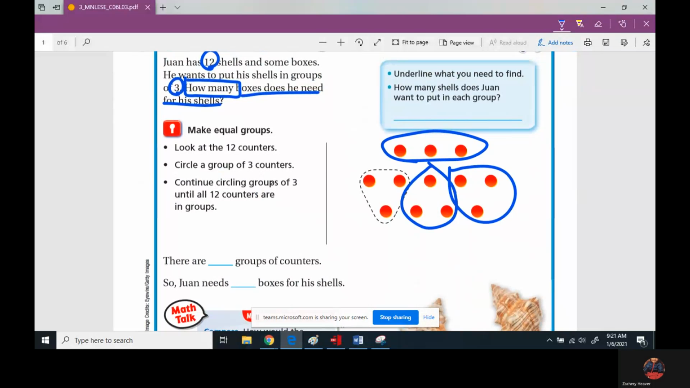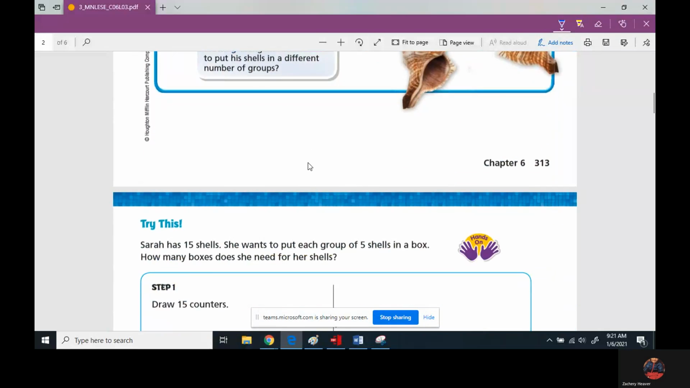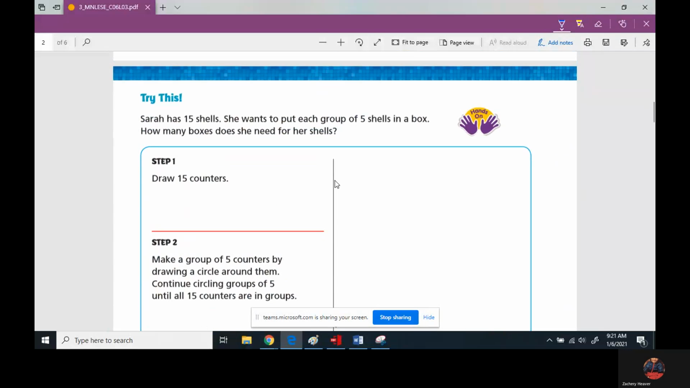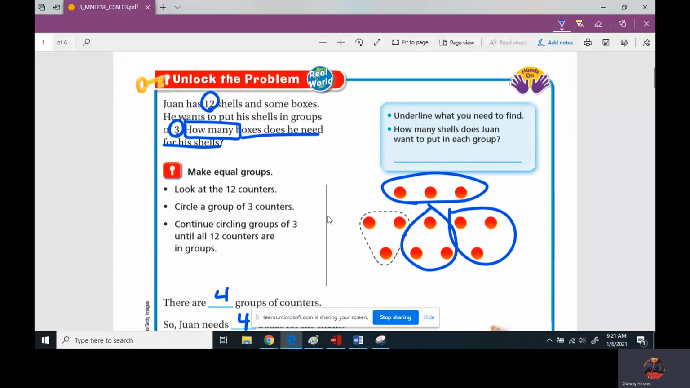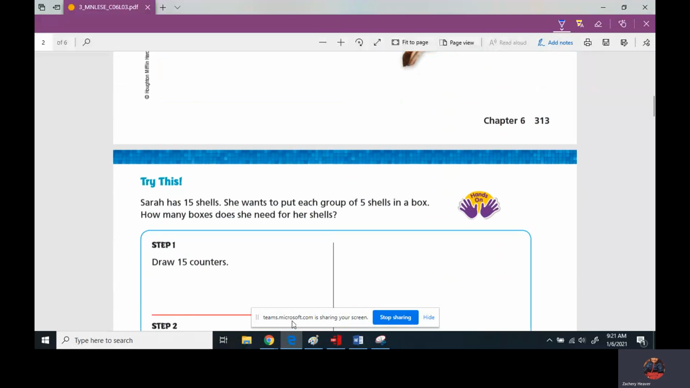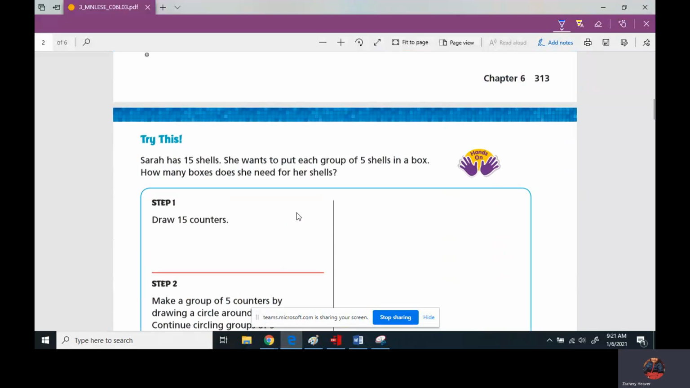So how many groups do we have? We have 1, 2, 3, 4. So we have 4 groups of counters, which means there are only 4 boxes. And that's simple. So all we really have to do is draw our counters and see how many groups they need.